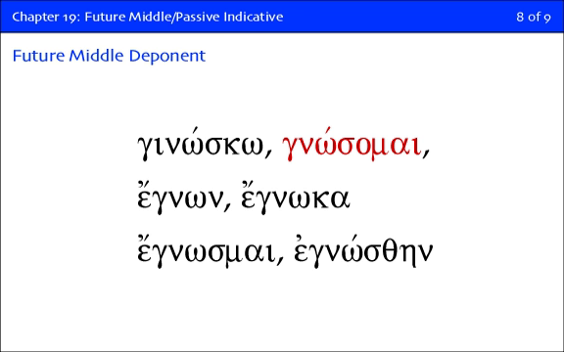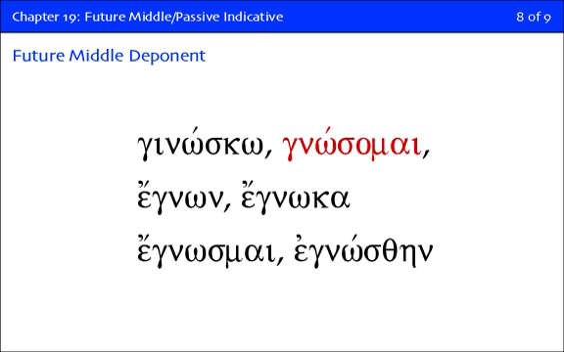But there are other words like gnosko, which is not deponent in the present, but when you see gnosamai as a second tense form, you know that it is a future middle deponent. It will not have a future active form. It will only have future middle forms. And because it's a deponent, you know it's always active in its meaning.